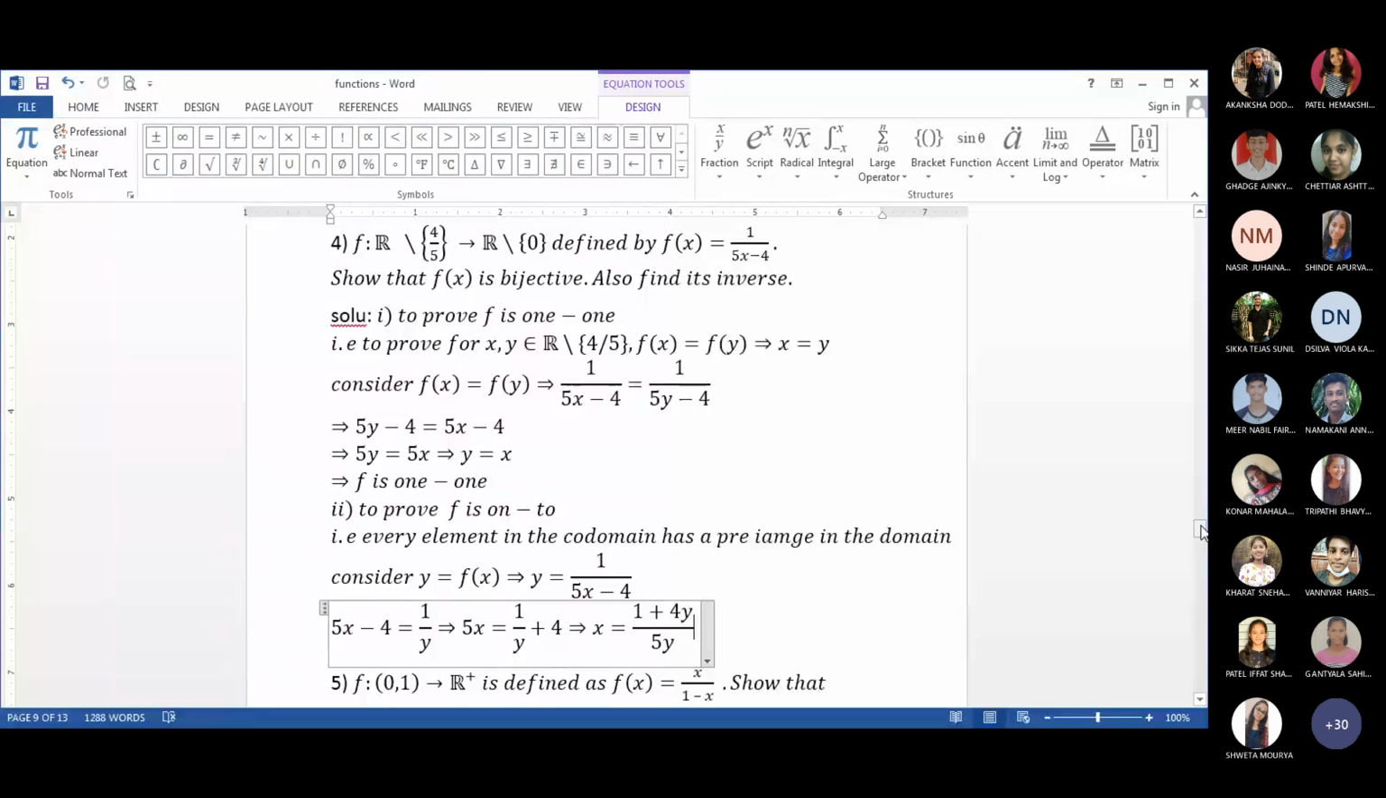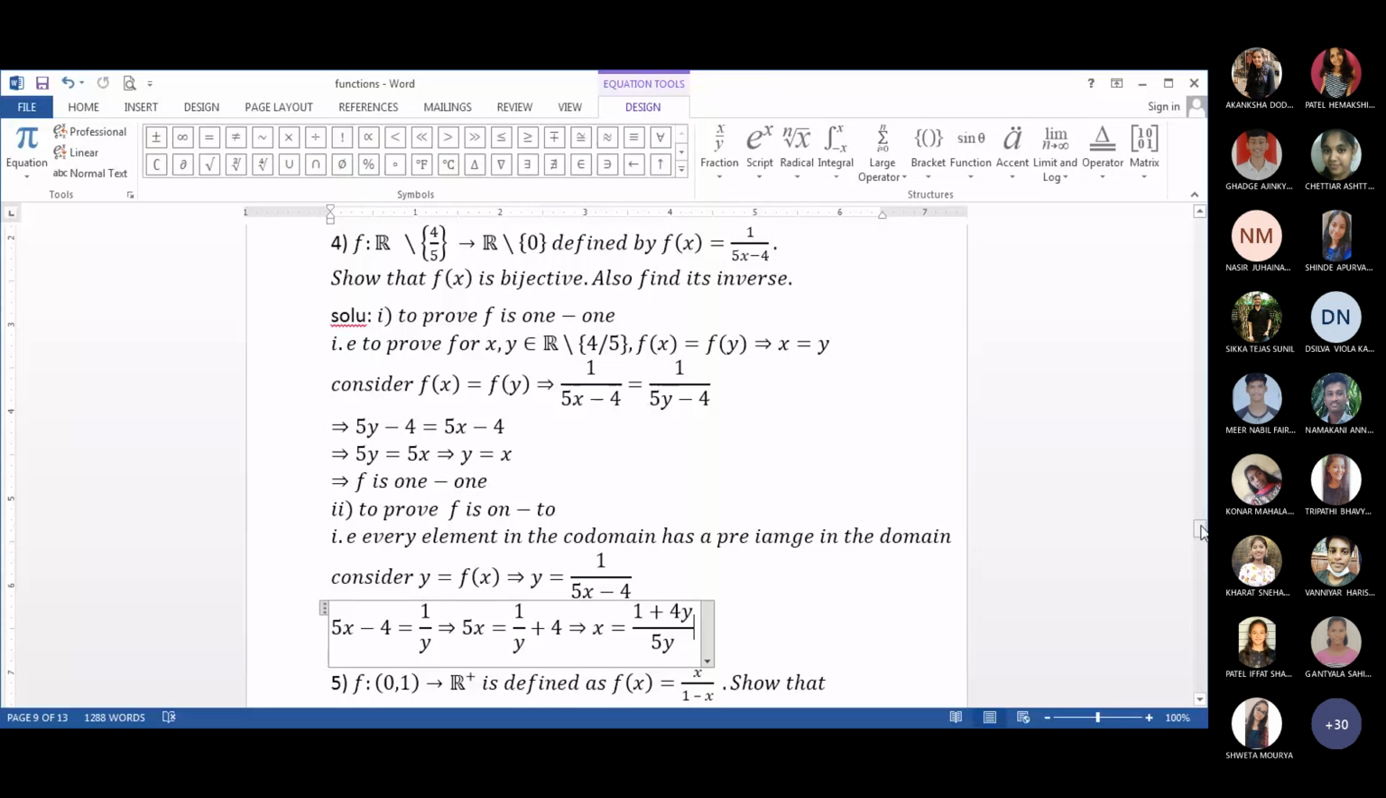तो रियल नंबर तो है, बट मेरा डोमेन क्या है? मेरा डोमेन है सेट ऑफ रियल नंबर्स अदर देन 4/5. ओके, तो (1 + 4y)/5y रियल नंबर तो मिल रहा है.